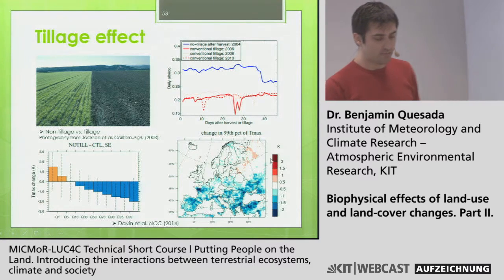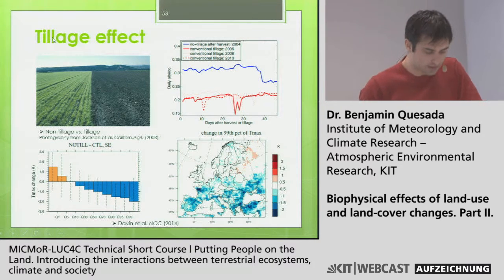So, for example, the tillage effects can change biophysical property, as you can see in this photo of a non-tilled field here in green, and a tilled field which is, as you can see, darker. So you see immediately there is absolutely no change in roughness length, or very few. So the major change in biophysical property is really the albedo.